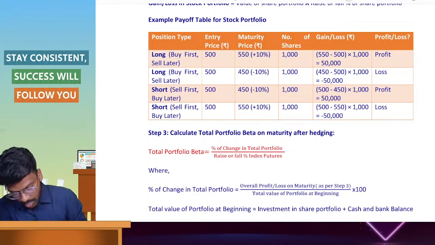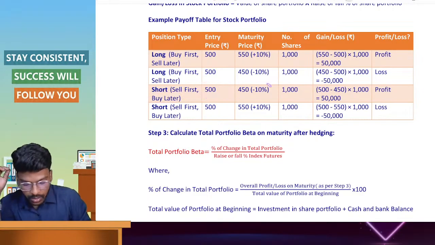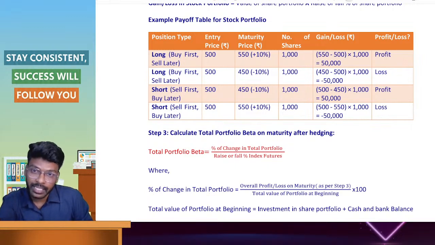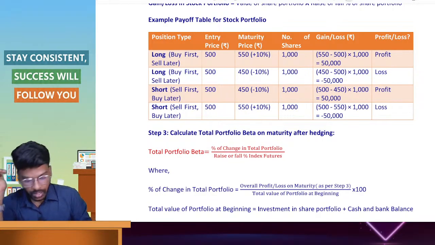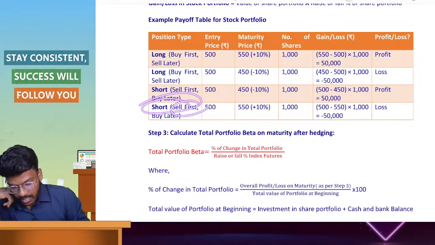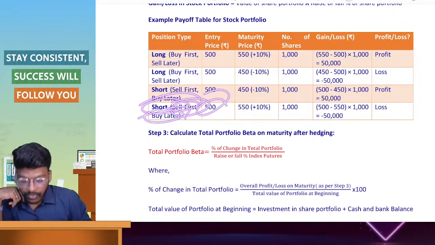Okay. Short position, fall by 10%. Fall by 10% and you will get a profit. In case of short position, you have an expectation that price will fall. So actually the price has fallen, so you will get a profit of 50,000. In case of short position, sell first, buy later.